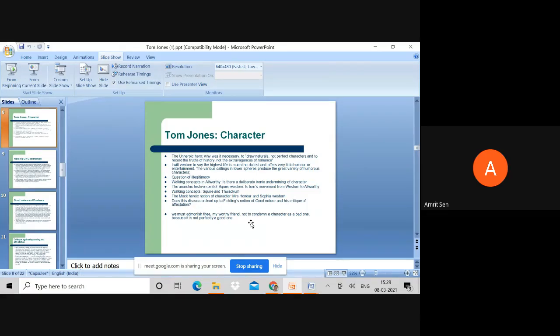At the same time, he will then argue that this characterization leads us into the moral debate within the novel on the question of good nature. In dealing with good nature, Fielding is creating a kind of combination of benevolence and prudence, and is rejecting hypocrisy, affectation, and envy.